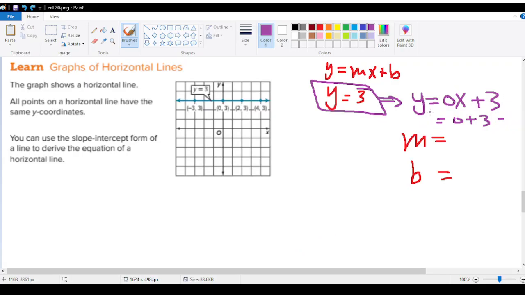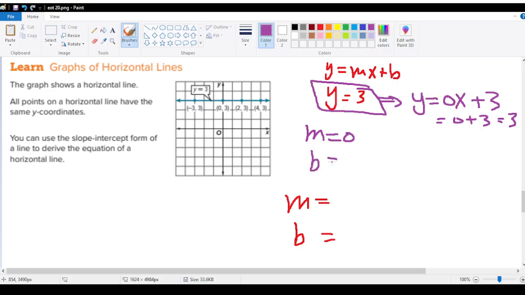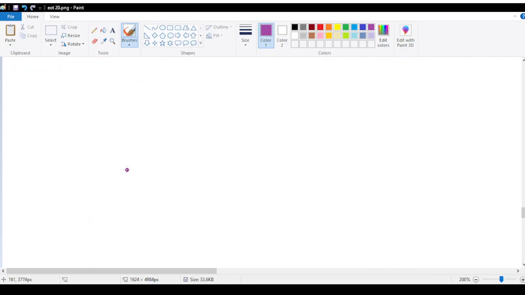So if the 3 is alone, that means the m is what? The m is 0, and the value of b is 3. The value of b is the number which is alone, with no x beside it. Another equation, Shamsa. I hope that you understand it.